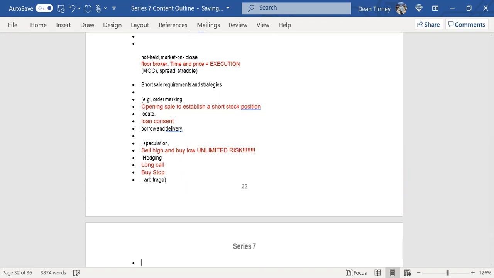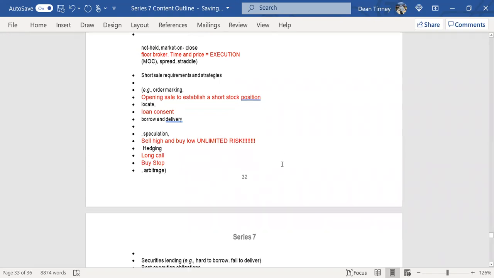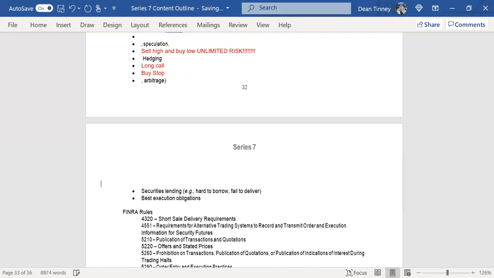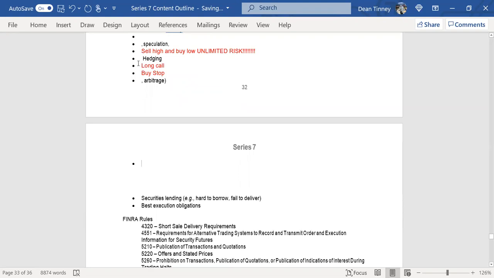Now, a lot of people aren't aware that another reason we sell short securities is to engage in what's called arbitrage. Arbitrage, test question, is profiting from price discrepancies.